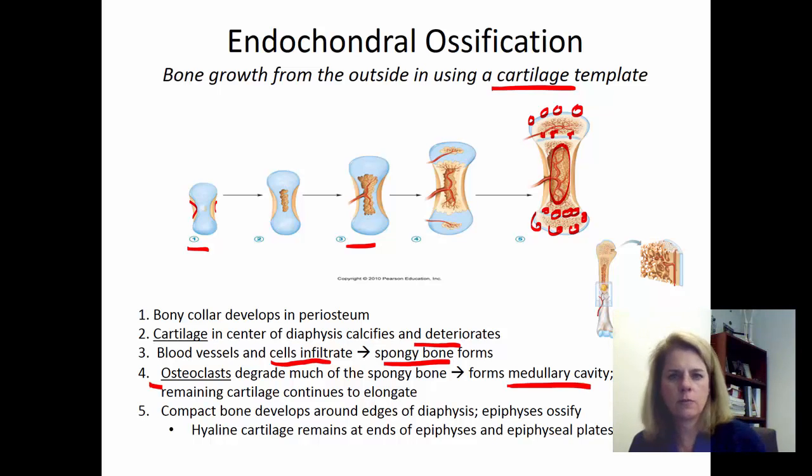What's the difference between intramembranous versus endochondral, and which bones are made using intramembranous and which bones are made using endochondral? Okay, so your flat bones are going to be intramembranous, and all other bones are endochondral.